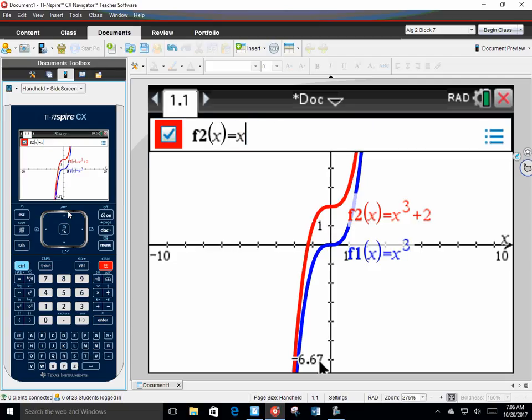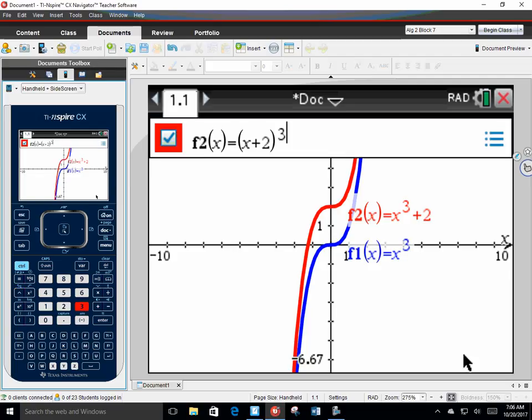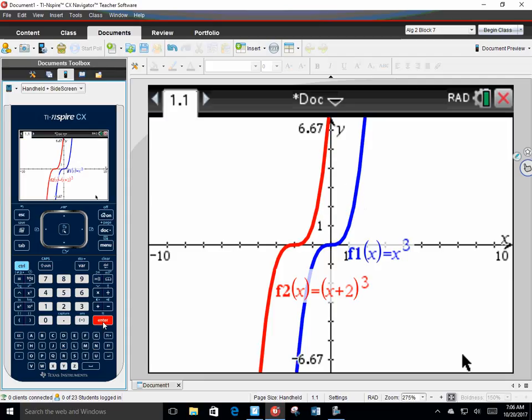We want x plus 2 in parentheses raised to the third. Okay, well, let's just start with just that much. What happens if I have x plus 2 raised to the third? Well, that has shifted the graph. Did you predict this one? X plus 2, quantity cubed, does not shift it to the right. It shifts it to the left 2 units.